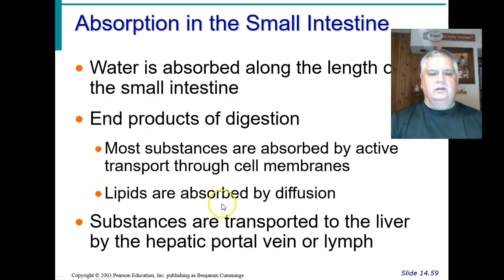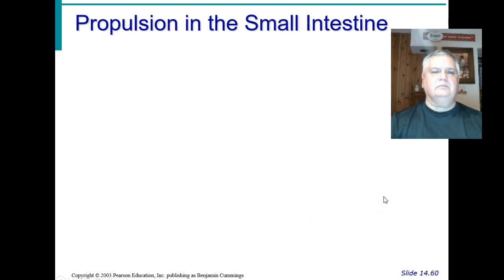Once these end products of digestion, the amino acids, the simple carbohydrates, the fatty acids, and alcohols enter the small intestine, they're going to be absorbed, either into the blood capillaries or into the lymphatic capillaries, the lacteals, if you will. They're going to be delivered to the liver by the hepatic portal vein, or they're going to be delivered to the lymph and eventually into the blood and onto the liver, respectively.